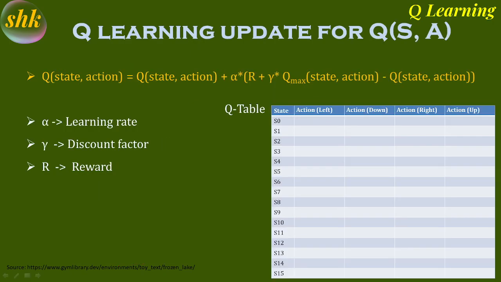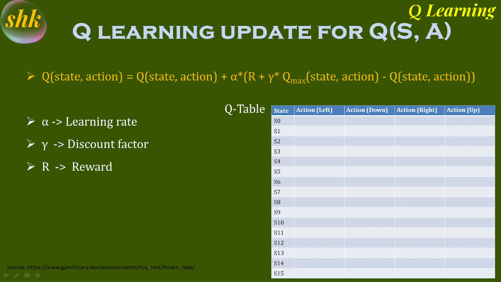For Q learning, the update for Q(S,A) values is Q(S,A) equals Q(S,A) plus alpha times of R plus gamma times the maximum Q value for a particular state and action, minus Q(S,A). Here, alpha is the learning rate, gamma is the discount factor, R is the reward. So here the update will take place with respect to these actions.